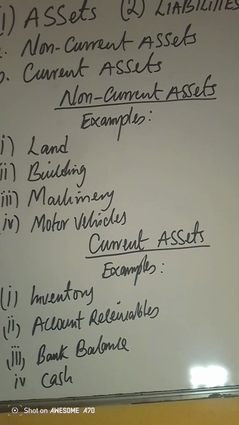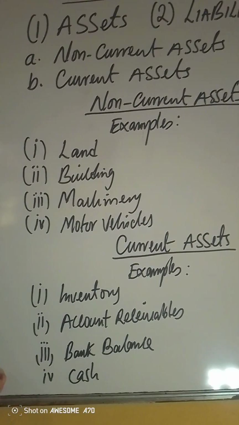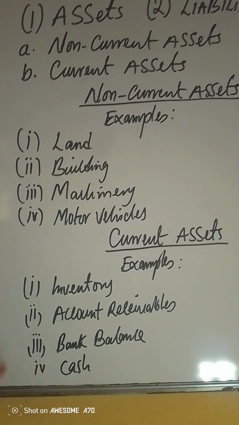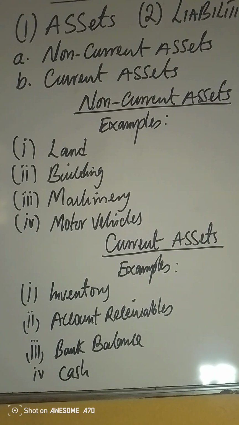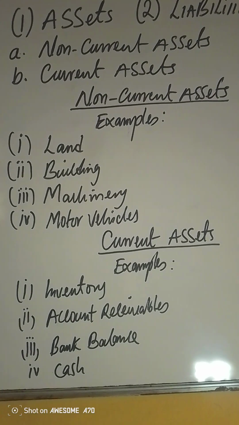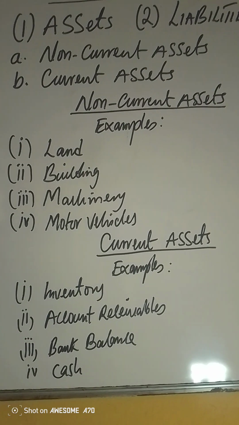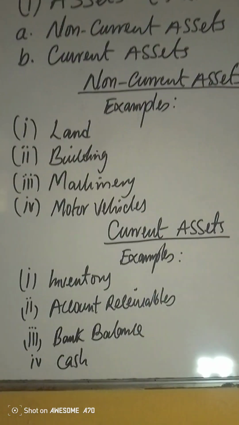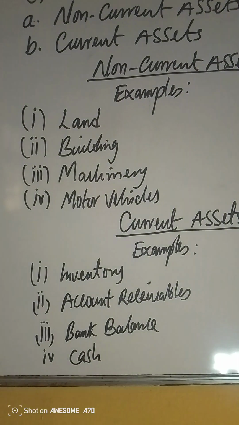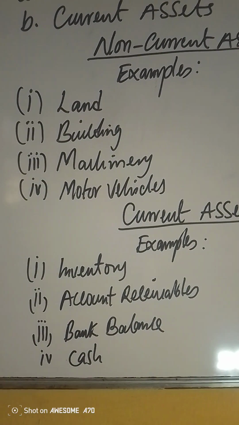So if their value is within 1 year, then we refer to them as current assets in accounting. What are the examples? Number one, we have inventory. Inventory are goods purchased for resale, what we call merchandise goods. Hitherto it was called stock, but the appropriate term used in accounting is inventory.